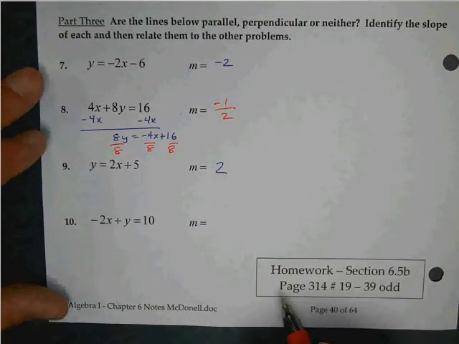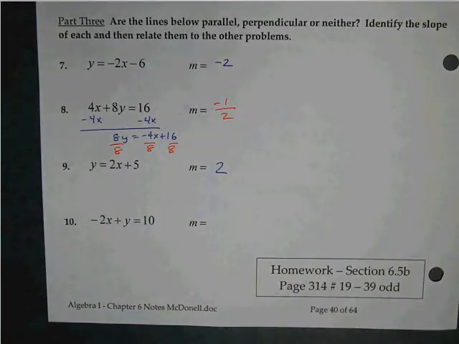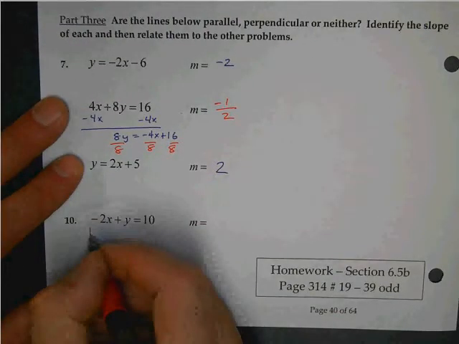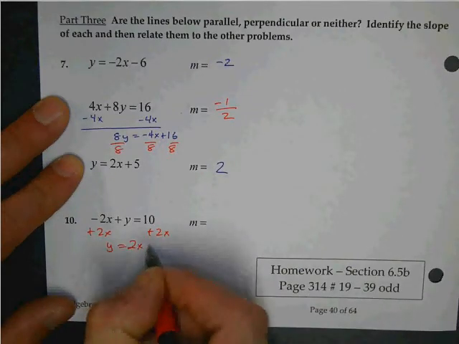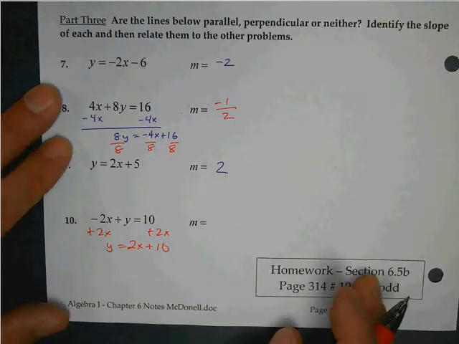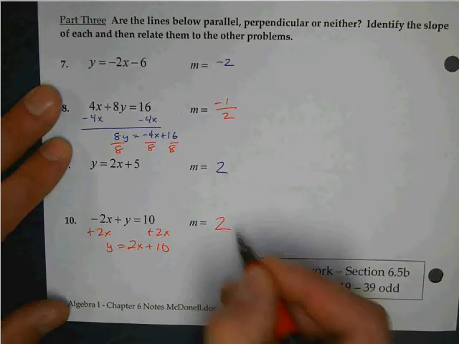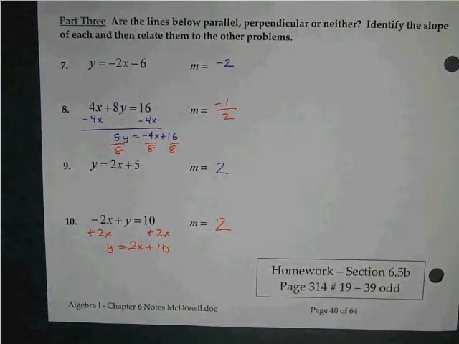Right? Then we look at 10. Does 10 have the y by itself? 2x is over there. How do we move that negative 2x over? We add it. So we add 2x to both sides. So that gives us y equals 2x plus 10. What's my slope there? 2. All right, so now we can analyze. We've figured the slopes of all of them.